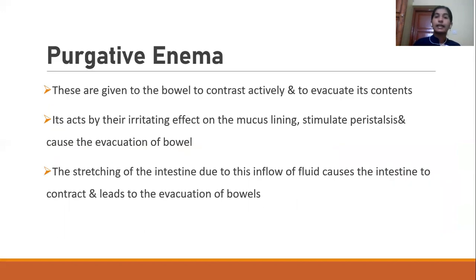So next is a purgative enema. These are given to make the bowel contract actively and to evacuate its content. It acts by its irritating effect on the mucous lining, stimulating peristalsis and causing evacuation of the bowel. The stretching of the intestine due to the inflow of fluid causes the intestine to contract and leads to an evacuation of the bowel. That is the major mechanism of this purgative enema.